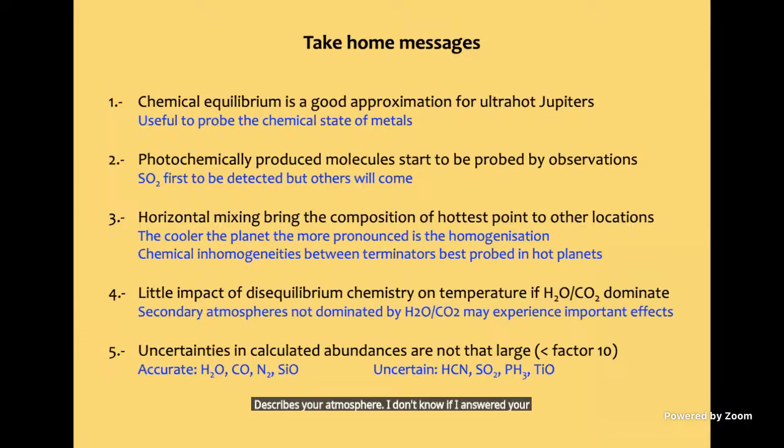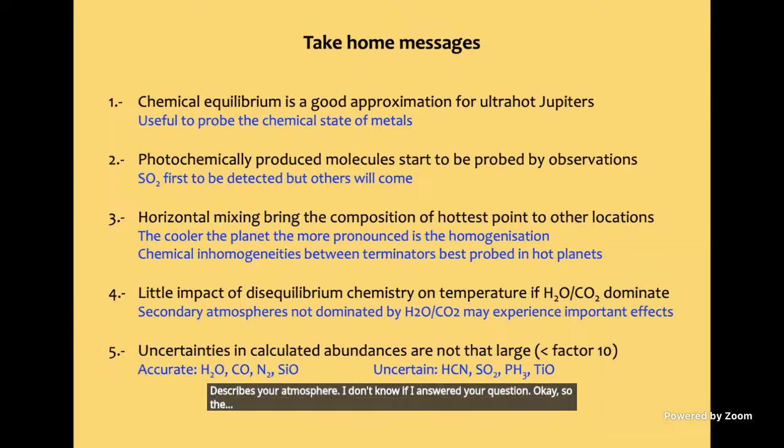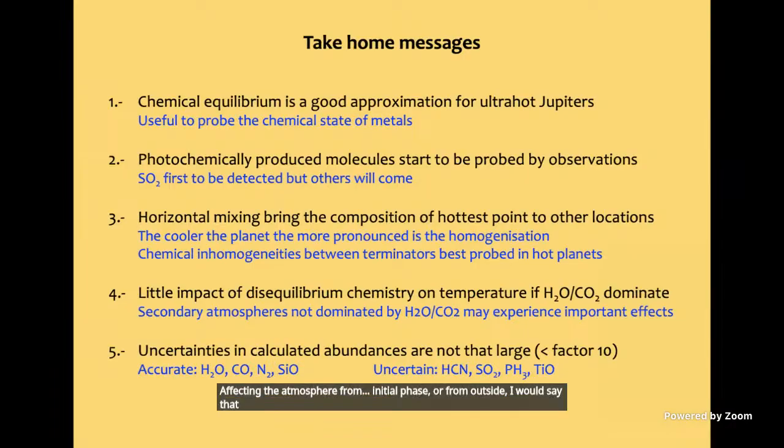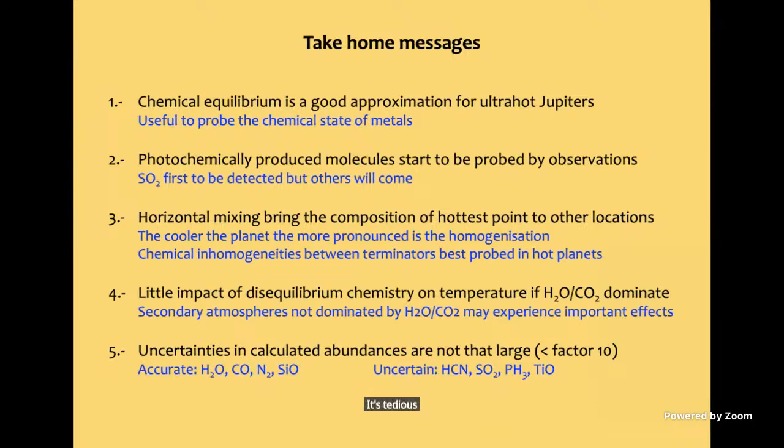Okay, so the chemical disequilibrium is still a stable state, a stable condition, right? Yes, in principle, as long as you don't have any other process affecting the atmosphere from the surface or from outside, I would say that the atmosphere should be in a stable, steady state.